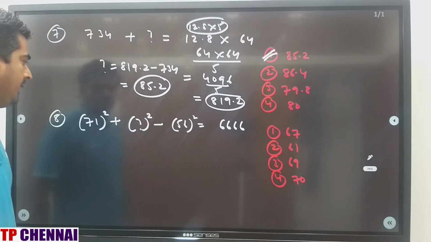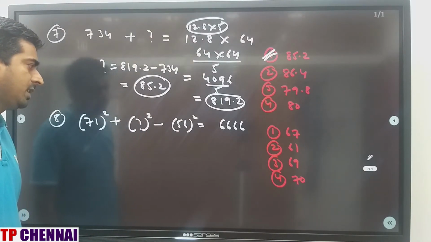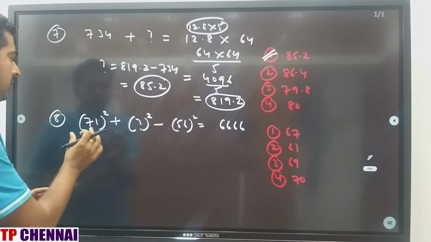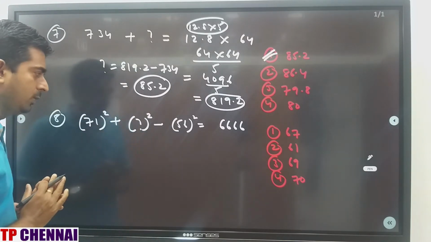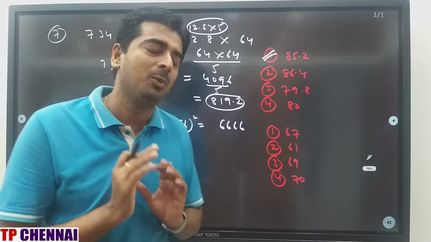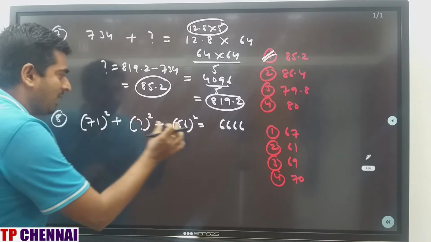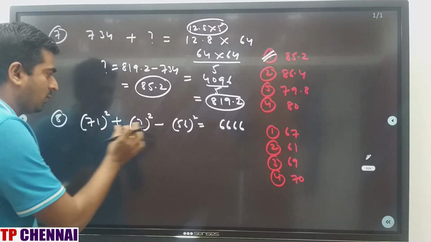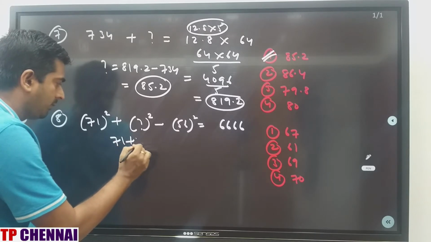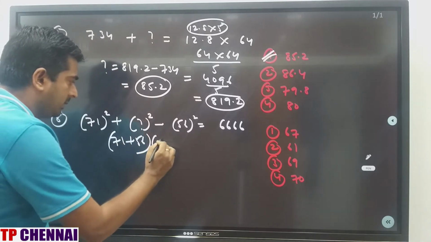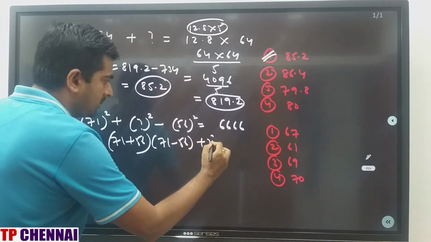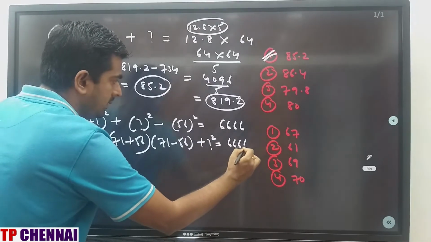Next one. 71 squared plus question mark squared minus 56 squared is equal to 6666. One way is, if you know the squares of these numbers, you will calculate. But I am damn sure that many of you don't know the squares, right? So no need to worry. This is a squared, this is b squared. a squared minus b squared is (a plus b) into (a minus b). So (71 plus 56) into (71 minus 56), plus question mark squared is equal to 6666.